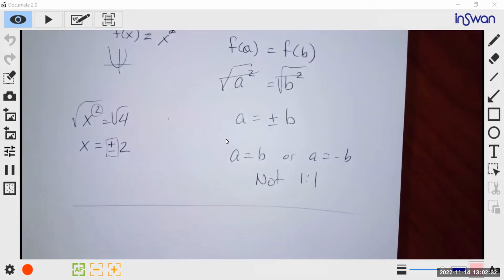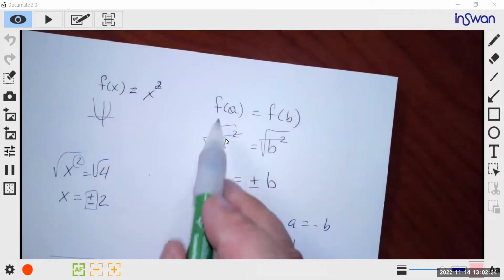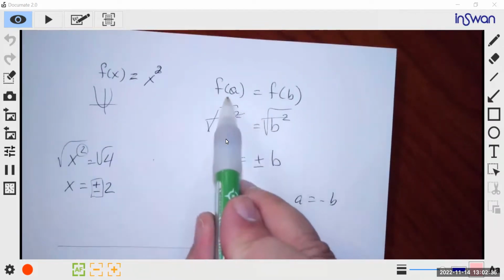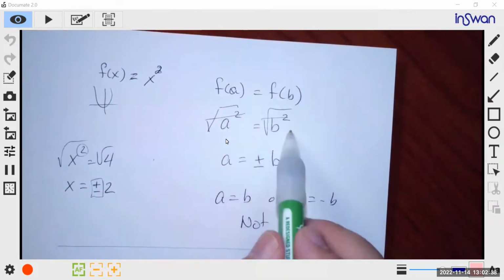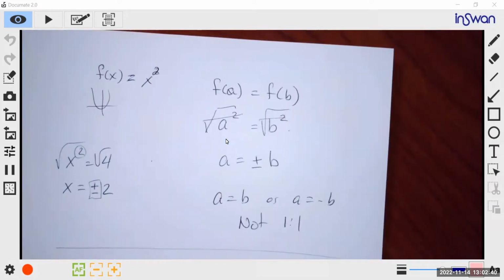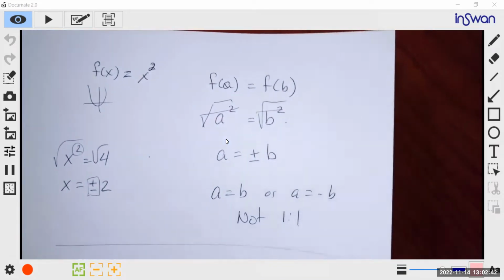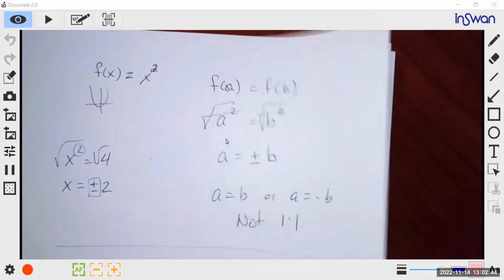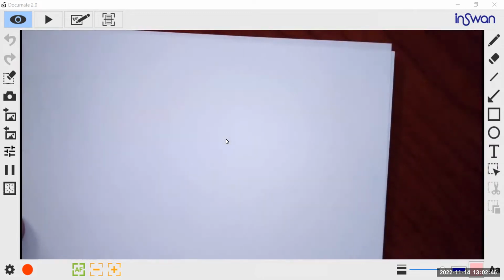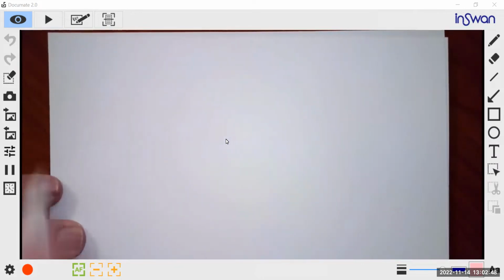So whenever you're asked to test if it's one-to-one, just take the function you're given. On one side put a in place of x, on the other side put b, and work it out. See what happens. All right, that does it for the first part of section 1.